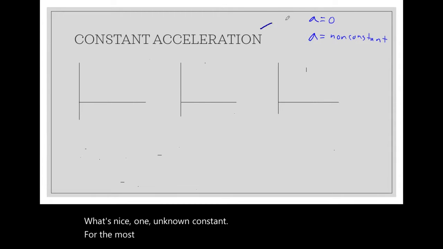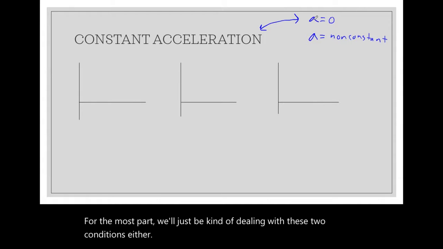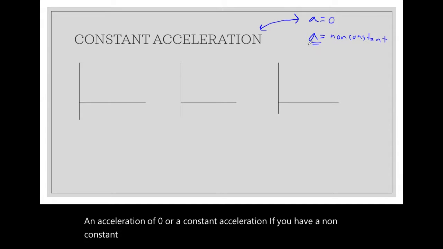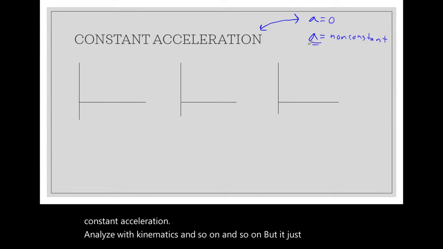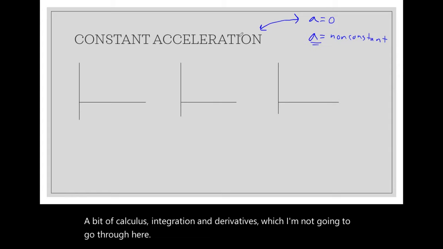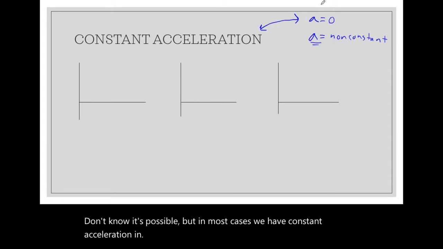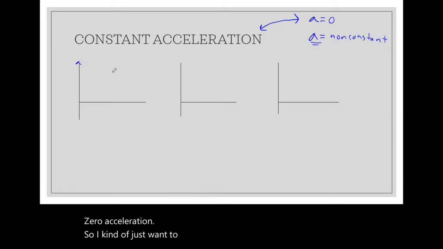For the most part, we'll just be dealing with these two conditions, either an acceleration of 0 or a constant acceleration. If you have a non-constant acceleration, you can still analyze it with kinematics, but it just takes a bit of calculus, integration and derivatives, which I'm not going to go through here, but it's possible. But in most cases, we have constant acceleration and a 0 acceleration. So I just want to show how that shows up on these graphs.